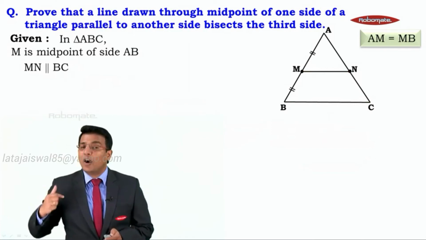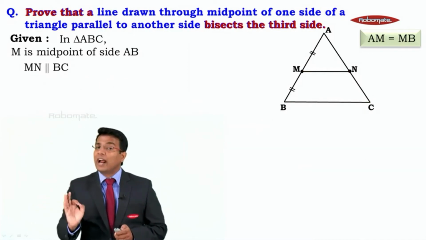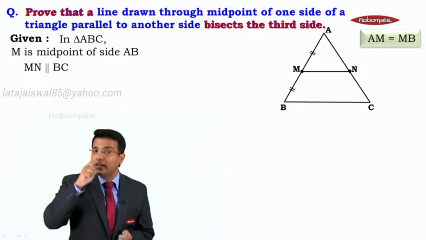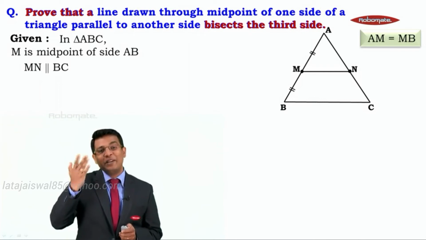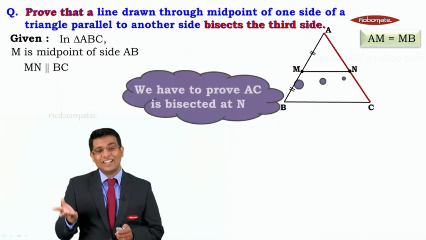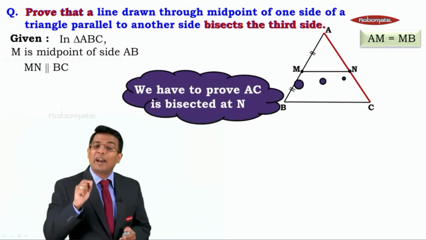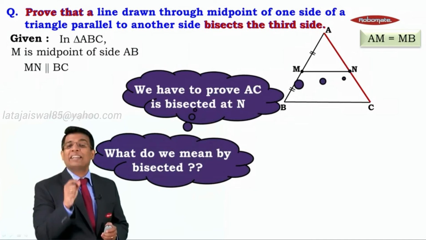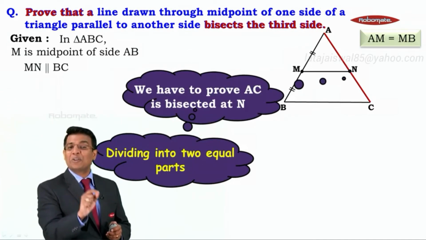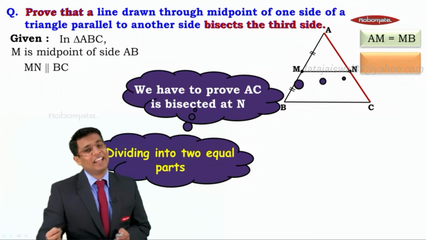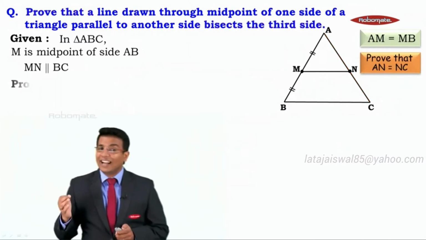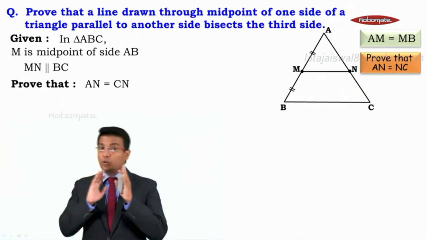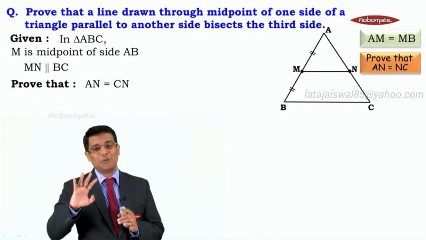So that's also given. We understood this. Done. Now, what do we need to prove? It says prove that it bisects the third side. That means that line MN is bisecting the third side. AB is over, BC is over. So which is the third side? Obviously it is AC. So you have to prove that AC is bisected at N. Bisected means it is dividing into two equal parts. That means we need to prove that AN is equal to NC. And that is our to prove in the sum. So is the statement clear? From the statement we understood what to draw, what is given and what is to be proved.